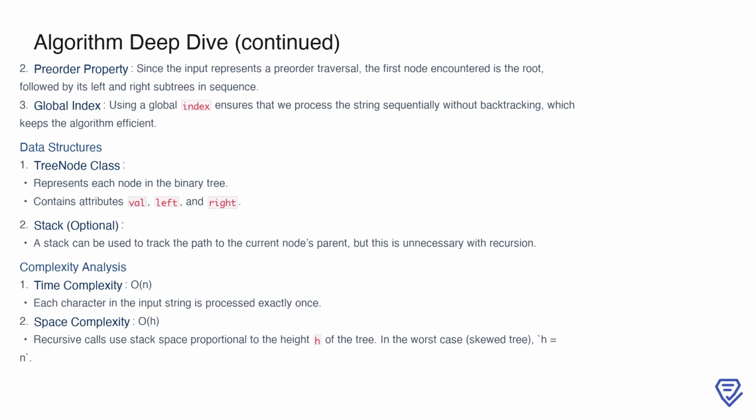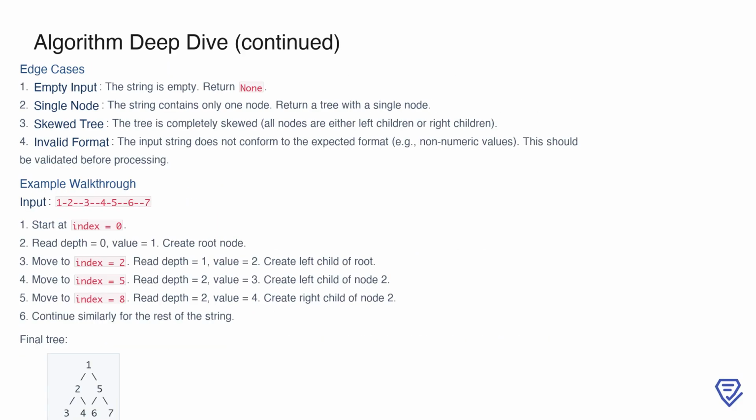In terms of complexity, the algorithm processes each character in the input string exactly once, resulting in a time complexity of O(n). The space complexity is O(h), where h is the height of the tree, due to the recursive call stack. When implementing this algorithm, it's important to handle various edge cases.